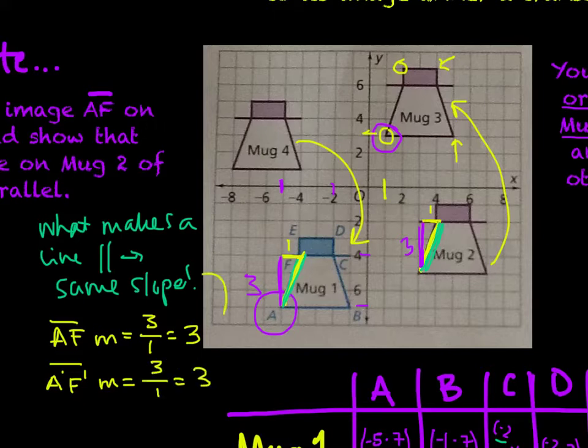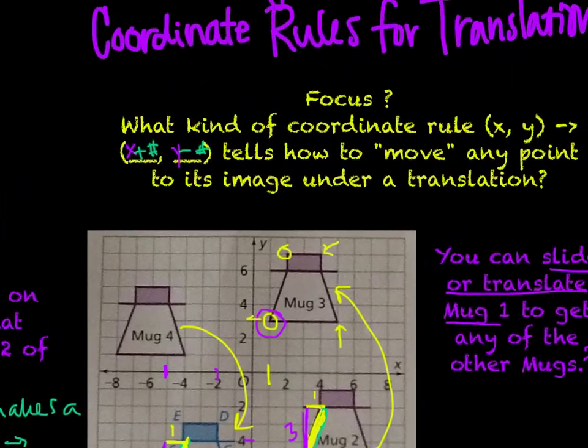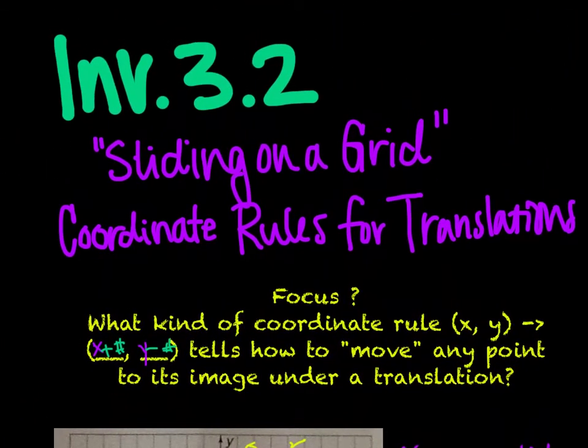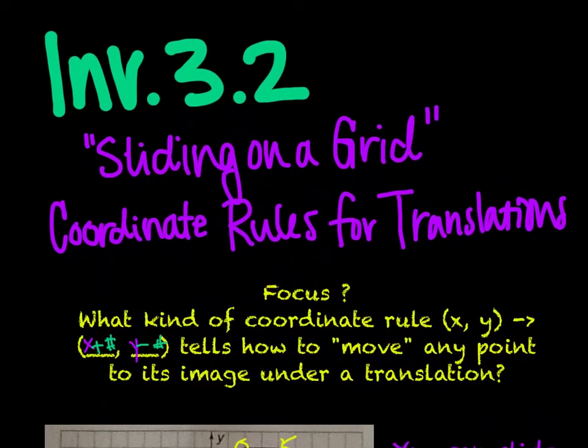So because they have the same slope, we can say that AF is parallel to A prime F prime on a different mug. That's just a little side note. It might seem very understandable as I explain it here, but make sure you're able to explain that on your own as well. That is the end of Investigation 3.2 and this video.